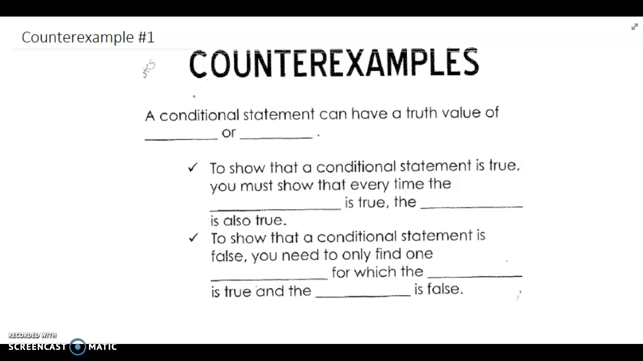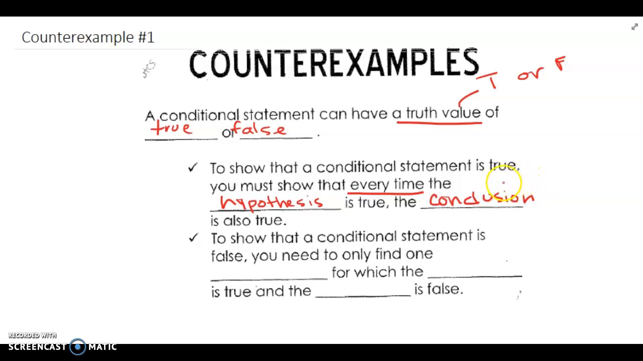So a conditional statement can have a truth value. And by truth value, I mean, is it true or is it false? It's either true or it's false. So a conditional statement can have the truth value of true or false. Now, to show that a conditional statement is true, you must show that every time the hypothesis is true, the conclusion is also true.